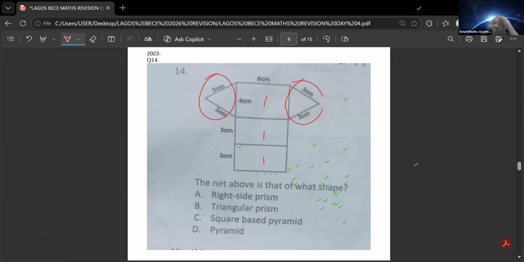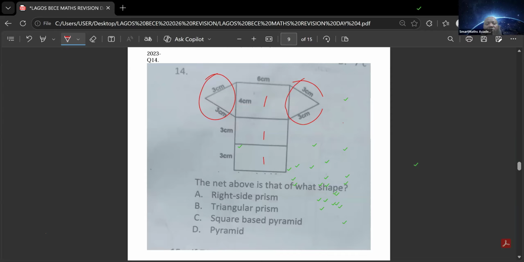So if what you have here is a square, it's a square base, it's going to be a cuboid. Or if it's a rectangle, it's going to be a cuboid. Or if it is a heptagon, it's going to be what? If it is a heptagon, it's going to be a heptagonal prism. So that is what we have for this one.